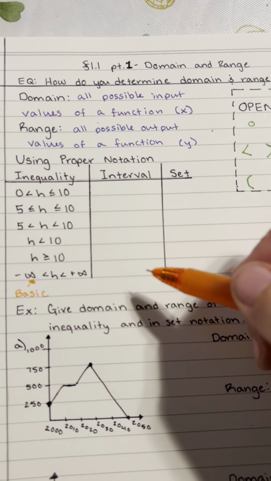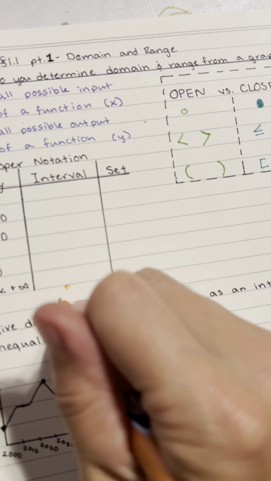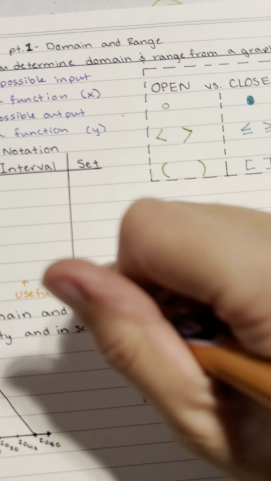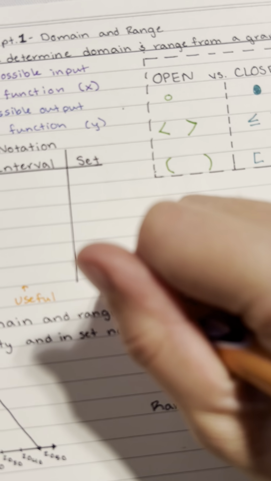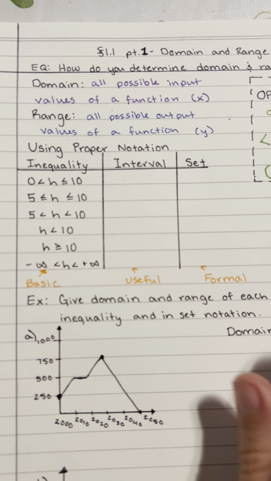The interval notation, which is what we're going to be practicing, is going to be the useful one. As you get farther into mathematics, it's going to be easier to just use interval notation because it uses less symbols. And then finally, set notation is formal. So when you get into your upper level maths, you're going to be using set notation to describe your proofs and describe your set of data, okay? So let's get started. We're just going to take all of these inequalities and rewrite them in interval notation, and then we're going to focus on rewriting them in formal notation.